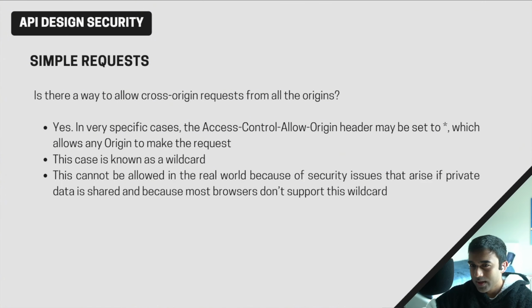So is there a way to allow cross-origin requests from all the origins? Yes, actually, in very specific cases, the access control allow origin header may be set to a star, which allows any origin to make the request. This is also known as a wildcard. This cannot be allowed in the real world because of security issues that will arise if private data is shared, and because most browsers don't support this wildcard.